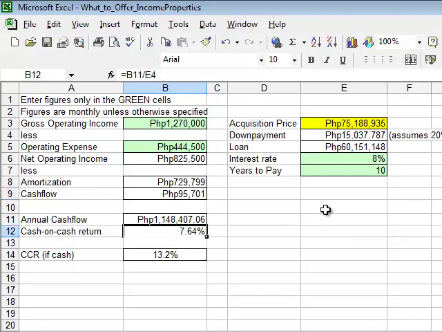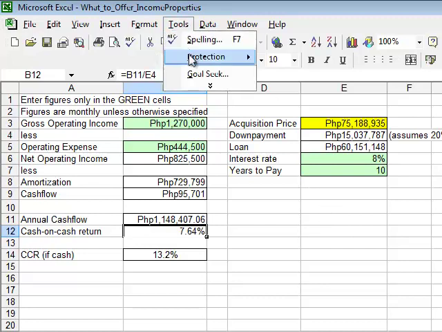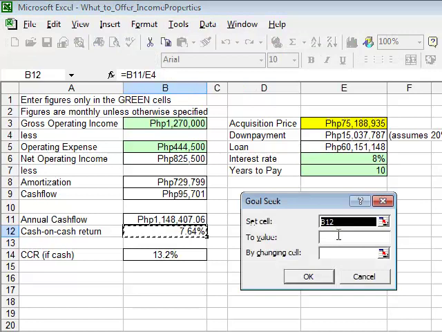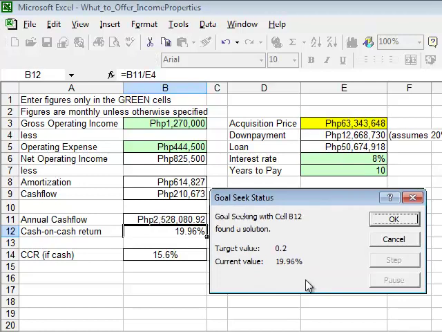So then you do the exact same thing. You click on Tools, you click on GoalSeek, and you want to set this at 20%. Now 20% is my target. Anything less than that, then the deal is not as good as I would want. And then again, if I want the cash on cash return to be 20%, what will I change? The acquisition price. You click the acquisition price and then click here and see what happens.